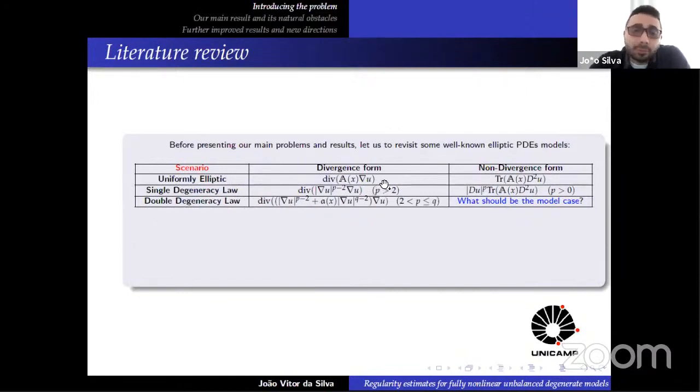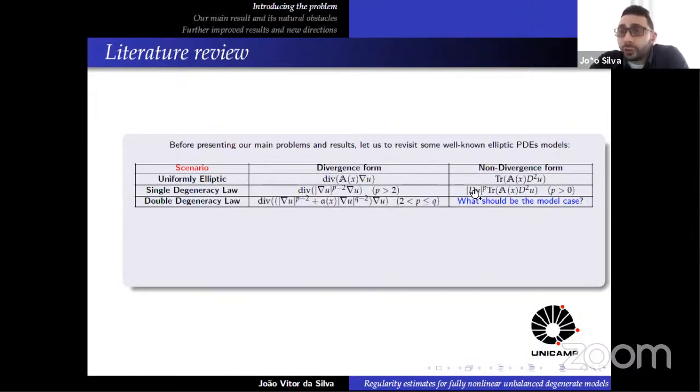The simplest model case in the uniform elliptic case is the divergence of the matrix A(x) times the gradient of a function u. In non-divergence form, you have the trace of a uniformly elliptic and symmetric matrix times the Hessian of a function u. In the single degenerate law, the simplest model case is the well-known p-Laplacian operator. Then I will restrict our analysis to the degenerate case, p greater than 2.